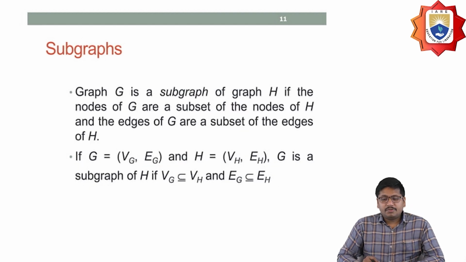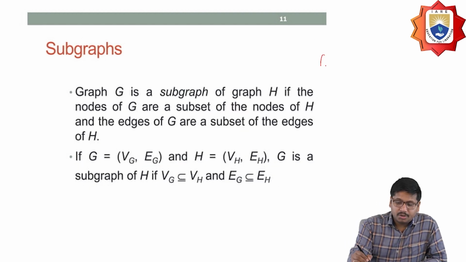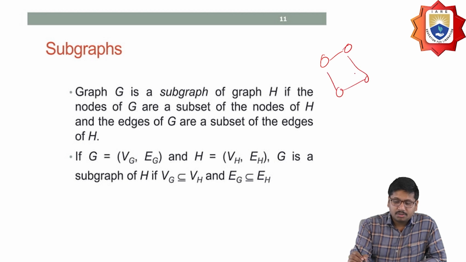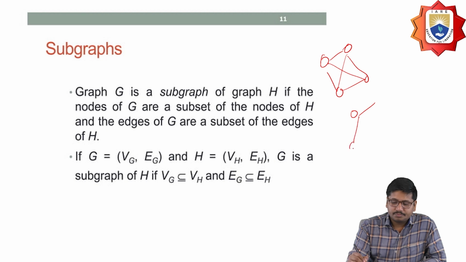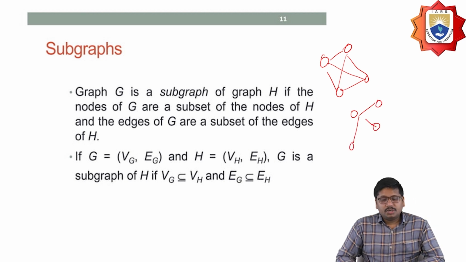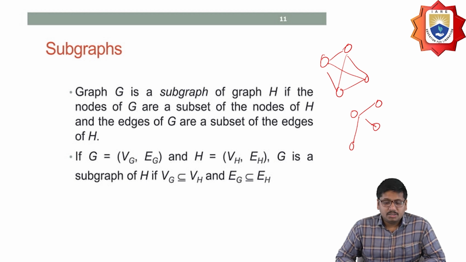So what are the subgraphs of the graph? If I'm going to draw a graph here, some components of the graph are nothing but a graph. So a subgraph of the graph G is nothing but a subset of the nodes that are present along with the edges, so we have to find out the subset.